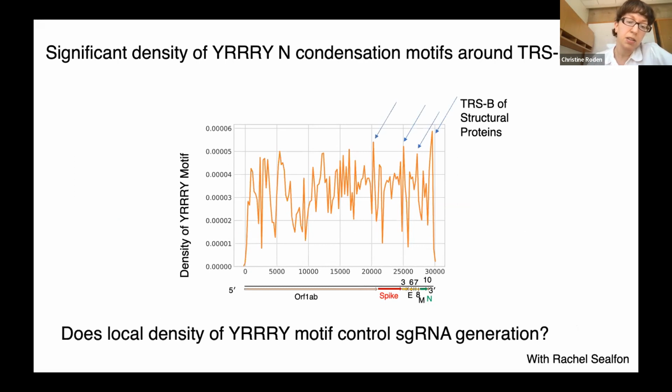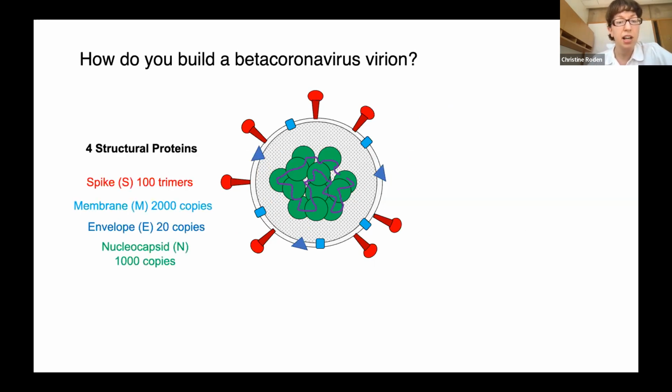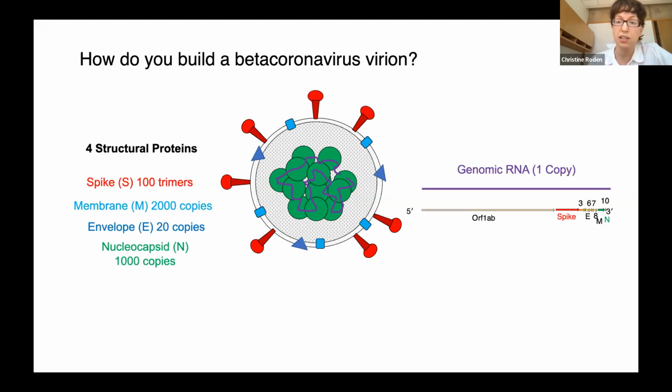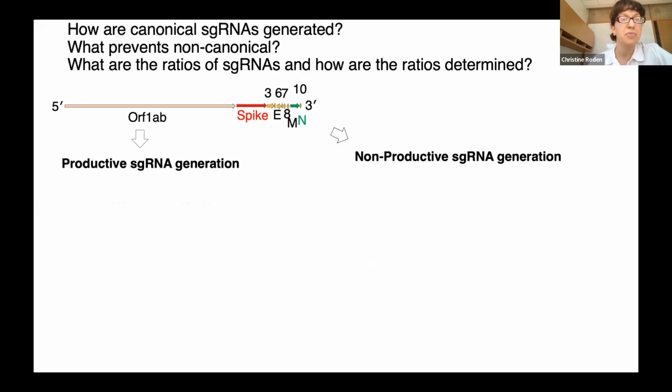So we next asked, does the local density of this YRRY motif control sgRNA generation? To take a step back, you have to think a little bit about how you build a beta coronavirus virion. So these 4 structural proteins, spike on the outside, nucleocapsid on the inside, and a single 30,000 nucleotide-ish genomic RNA. The amount of proteins is very tightly controlled, but you can never have enough N.